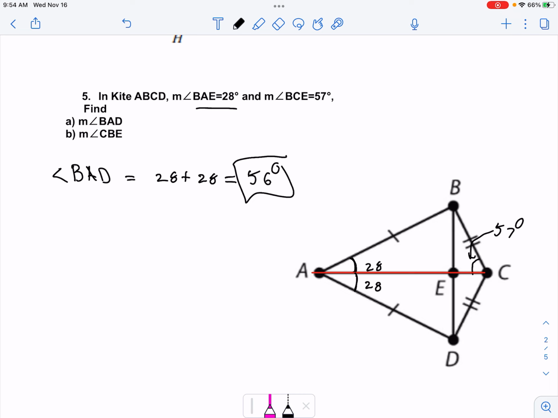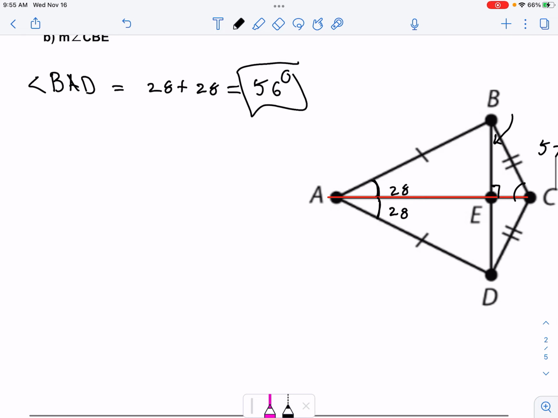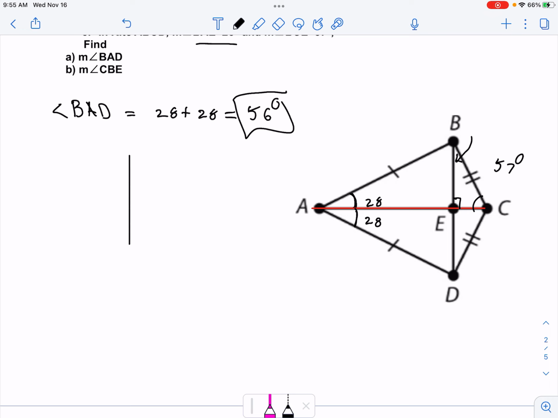Okay, so if you're looking for CBE, we're looking for this angle right here, right, CBE. Okay, so let's zoom in on that. Since it's a kite, I know that this is perpendicular, so let me just draw that triangle real quick so we can see it a little better. We're going to zoom in on just this triangle. So this triangle is B, E, and C. That's the right angle, right? That's 57. We're looking for that angle right there.